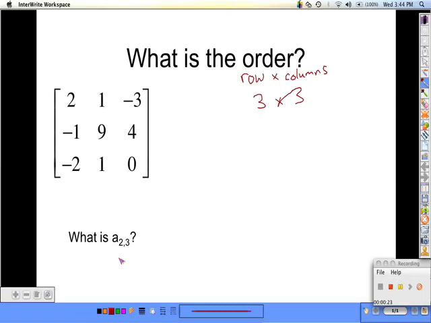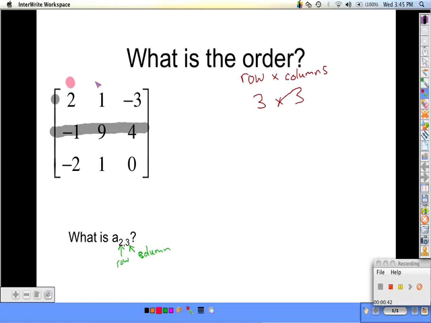When we talk about A sub 2 comma 3, we're asking what is the element in the second row, third column. So the second row, there's the first row, here's the second row. Third column, first, second, third column.